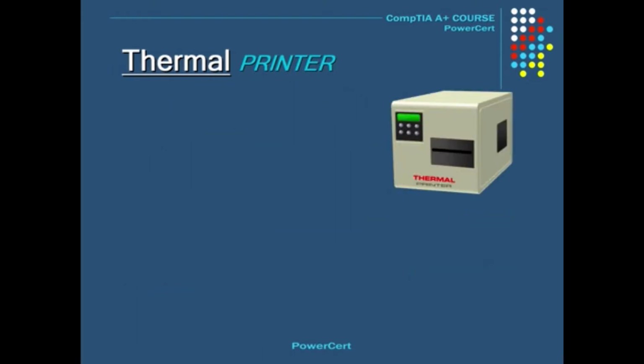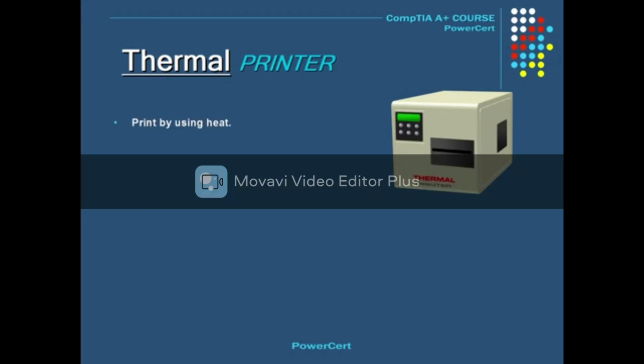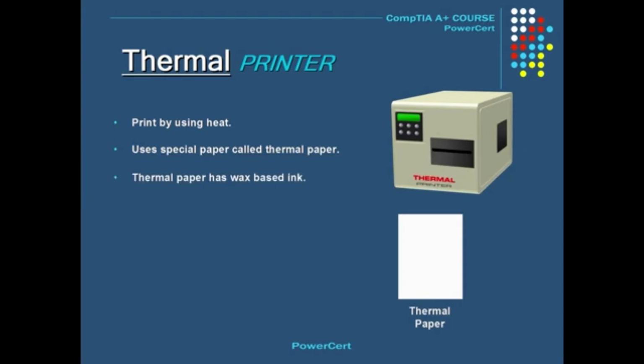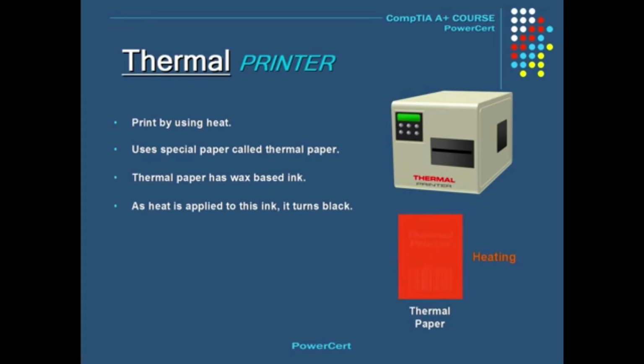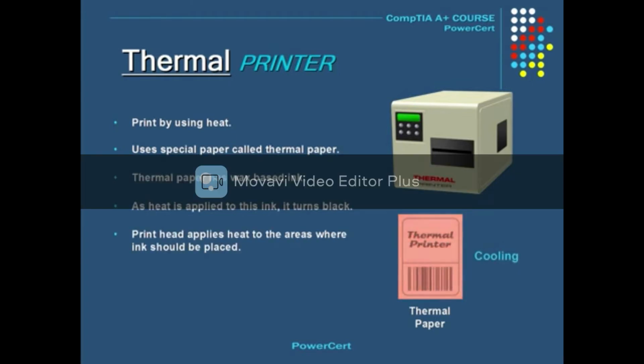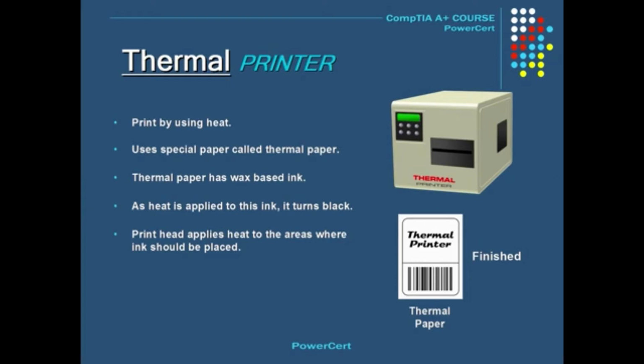Another non-impact printer is called a thermal printer. Thermal printers print by using heat. Thermal printers use special print paper called thermal paper, and on this thermal paper is wax-based ink. And when heat is applied to this ink, it turns black. So in a thermal printer, the only thing the printhead does is apply heat to the areas where the ink should be placed. Then, when the ink is cooled, it becomes permanent. And because of this technology, thermal printers are very quiet. Thermal printers are commonly used for printing labels and barcodes.